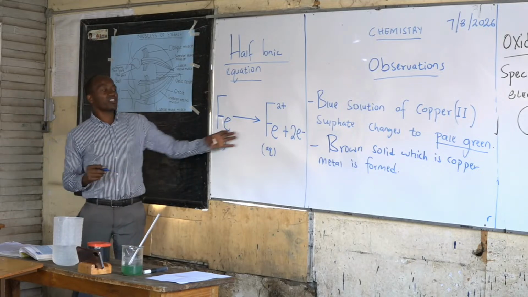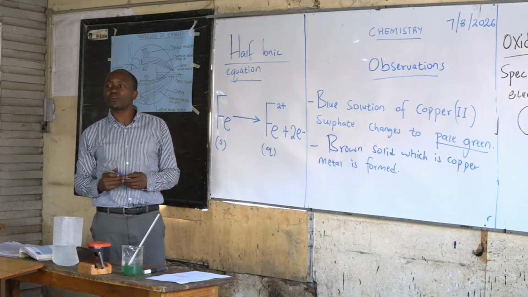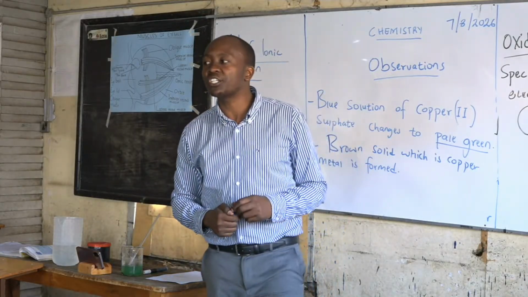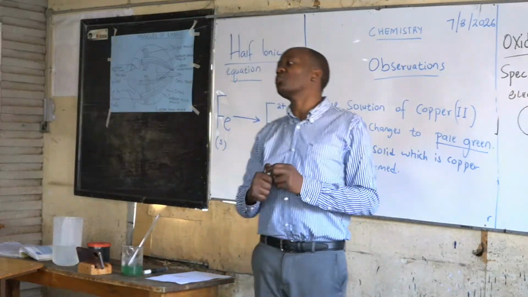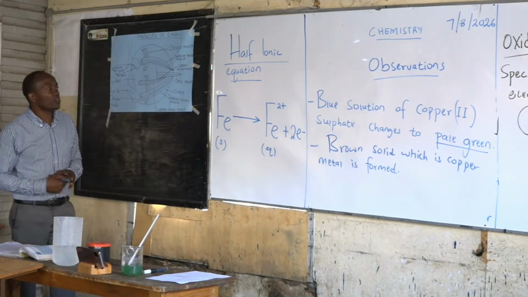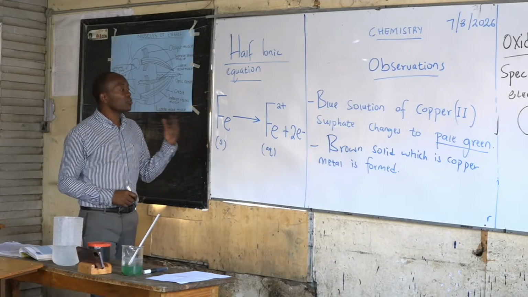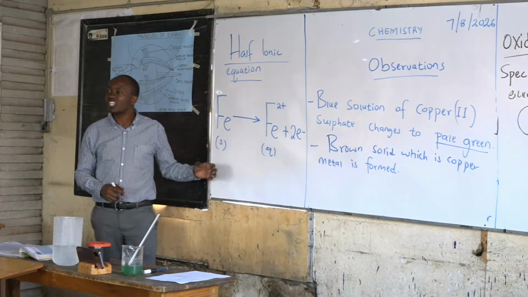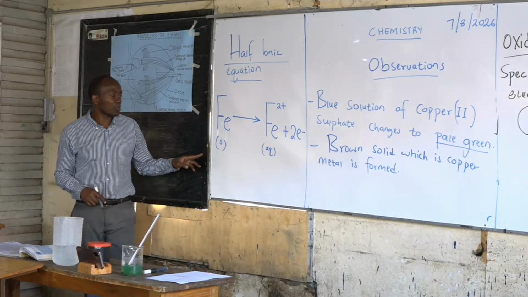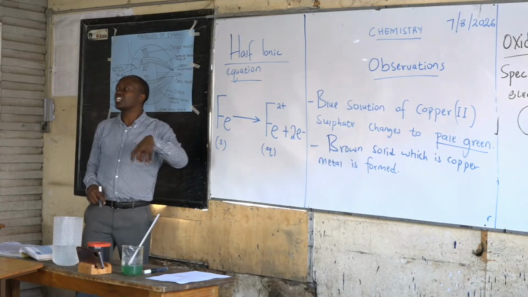So what process is this? This half ionic equation represents which process? Losing of electrons, which we call what? Oxidation. So that's an oxidation process. This is the half ionic equation for the formation of iron 2 ions in the solution. Check very well on the state symbols. So this is solid, this is aqueous. It means that it is in solution.